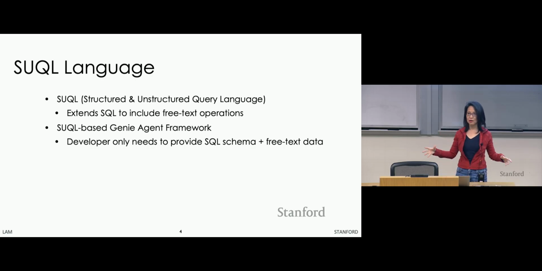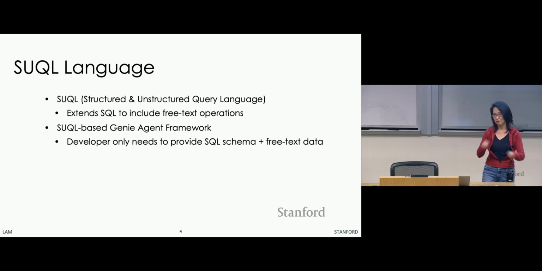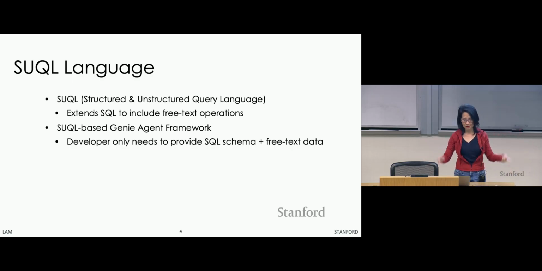The whole concept here is that we want to make it easy for people to build agents. The developer only shows me the schema of the SQL, and all the sources that are in free text. If your table has free text, we want to see the table because we want to index it, okay? So you just provide me with this, and I provide you with an agent from front to end, okay? So that's a framework using SUQL.